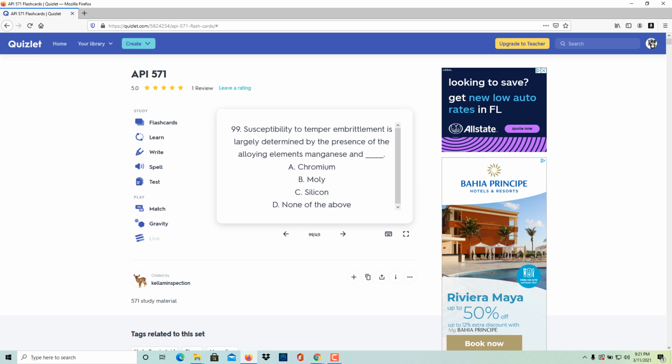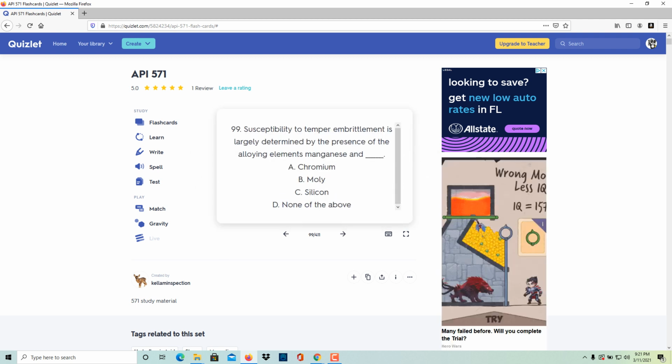Susceptibility to temper embrittlement is largely determined by the presence of alloying elements, manganese and blank. Temper embrittlement. Manganese and, I want to say chromium so bad, but I don't think that's right. Let's just say chromium. Silicon. Manganese and silicon equal temper embrittlement.